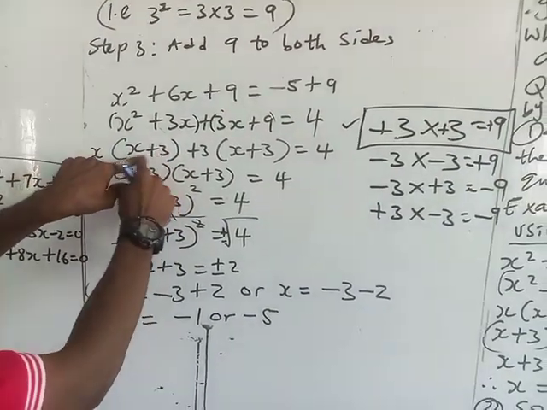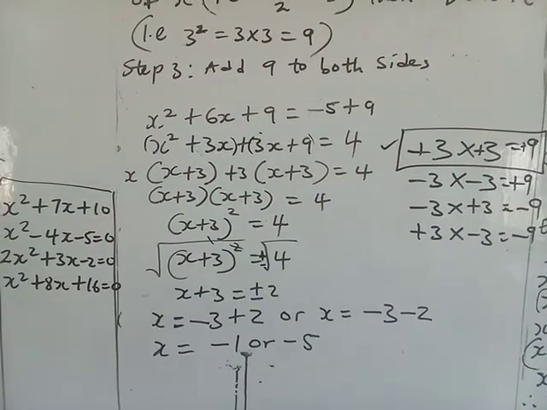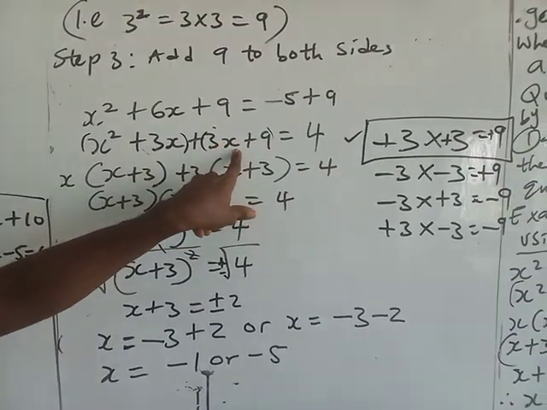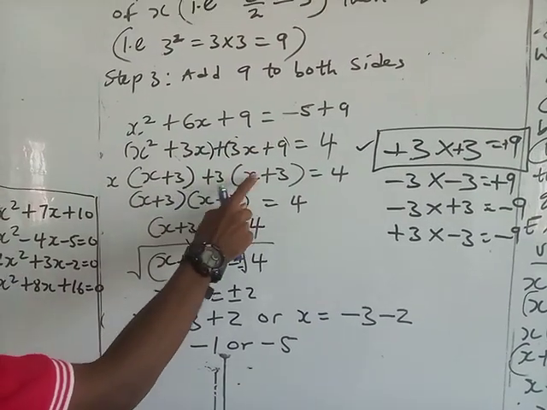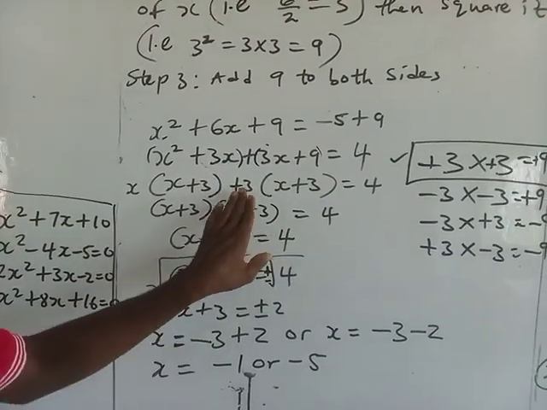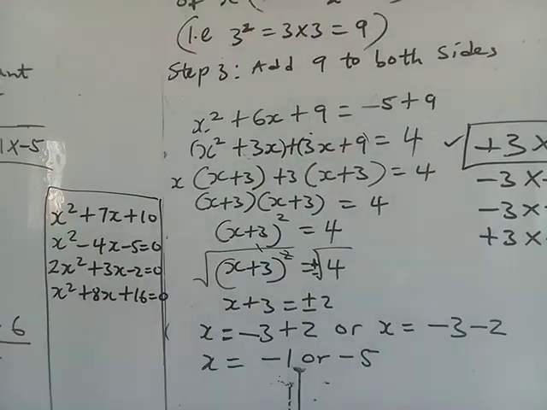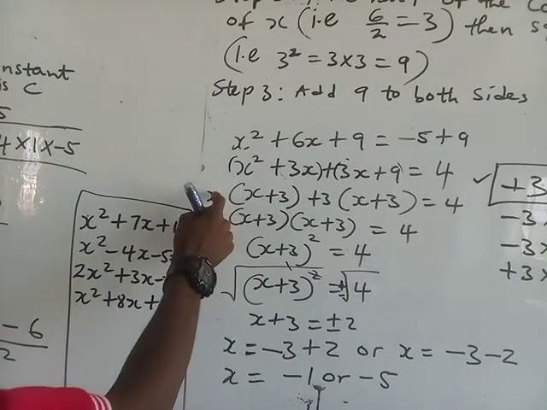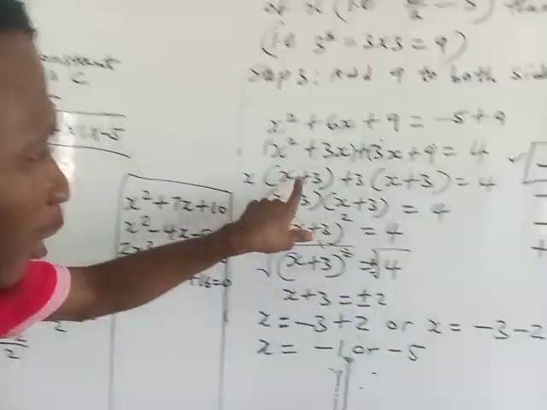Repeat what we have here to the other side. Then when you repeat it, which number multiplies x to give you 3x? Which number? 3. So plus 3 times x will give you 3x. Plus 3 times plus 3 will give you plus 9, so 3 is suitable for that place. So plus 3. Then at the end, you now factor out. You will now say x plus 3, close bracket, then x plus 3.